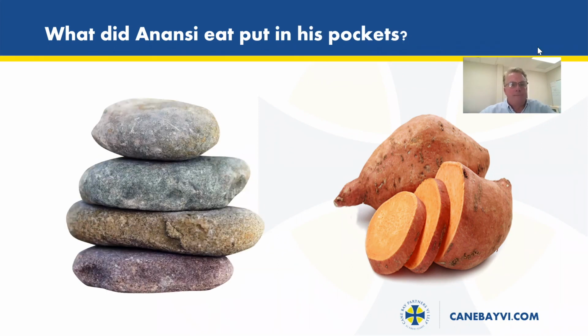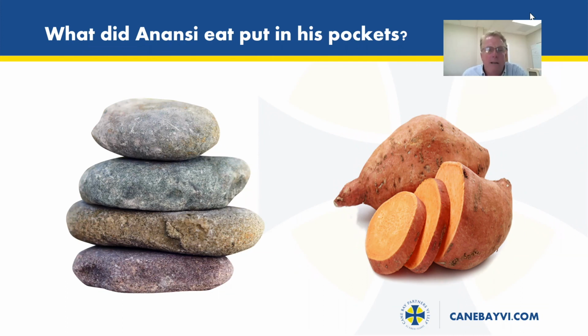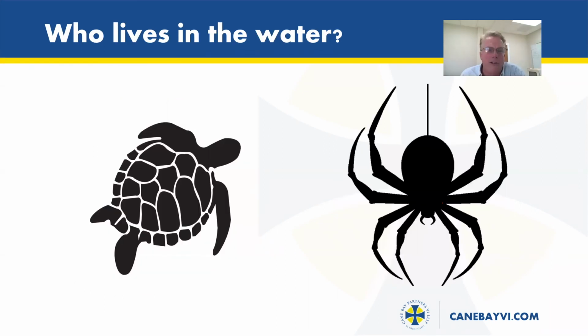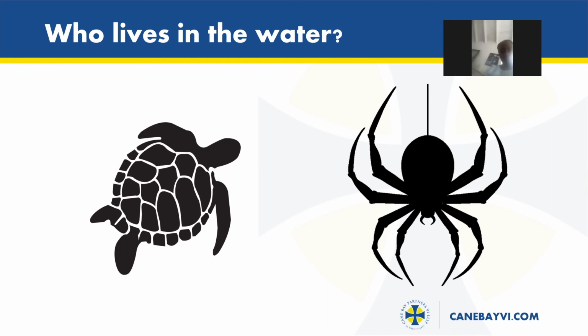All right, let's go to the next question. See how well y'all are listening. What did Anansi put in his pockets to get heavy? Stones. I bet if you put the right yams in, you'd sink too, wouldn't you? Stones. That's right. He had stones in his pocket. So that brings up a question. Which one of these lives in the water? Turtle. Everybody said turtle. That was really good. Y'all were really listening to this, and I appreciate that.